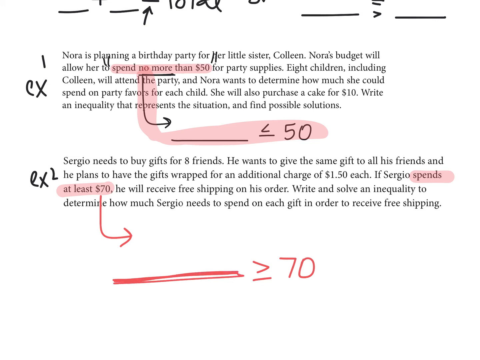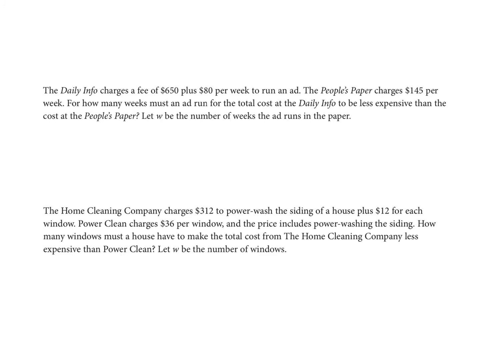All right, let's look at some more. Example 3 here. The Daily Info charges a fee of $650 plus $80 per week to run an ad. The People's Paper charges $145 per week. So right now, I already noticed they're telling me about 2 different things. And the question says, and this is what we need to write down, "For how many weeks must it run for the Daily Info to be less expensive than the People's Paper?" All right, that's what you need to write down in quotations.